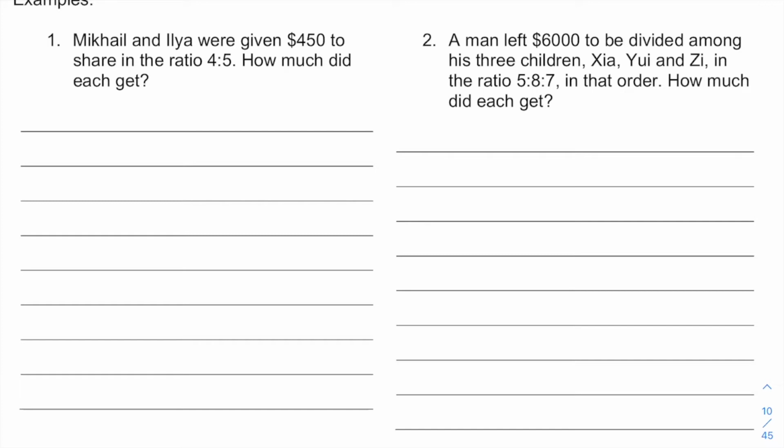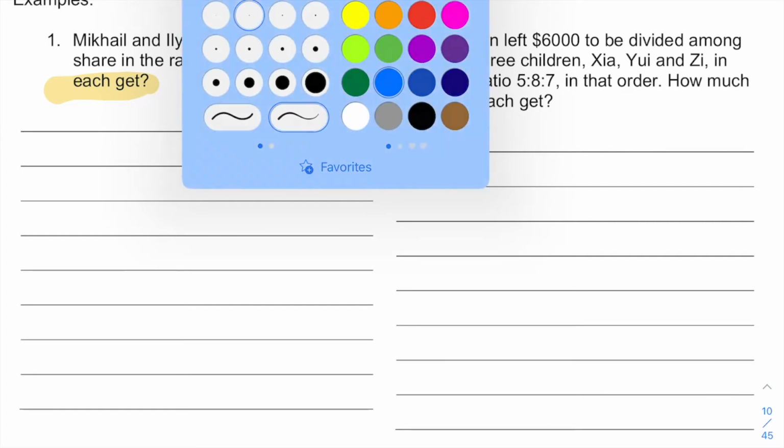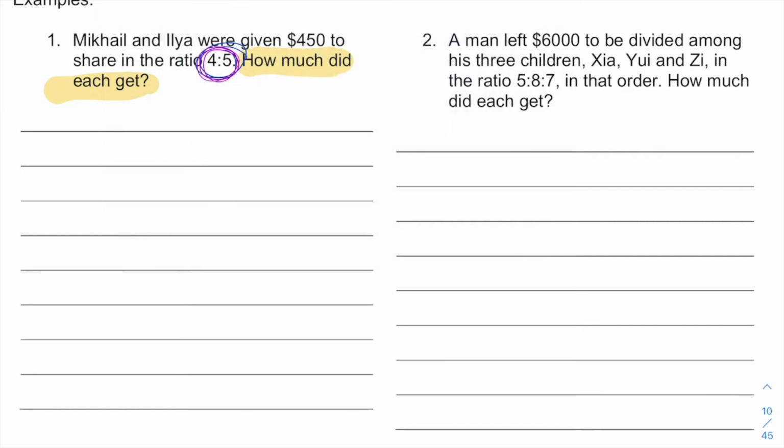So, a couple of things here to note. It's a how much question. We want to know how much Mikhail and Ilya are actually going to receive out of that $450. Out of that $450, we have that ratio of 4 to 5. So there are some important bits and pieces out of that question that we need. We also need to know, obviously, the total amount. So down the bottom here, I'm just going to make a quick note. Total is $450.